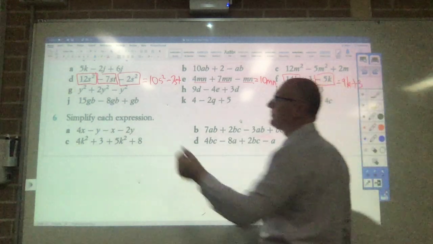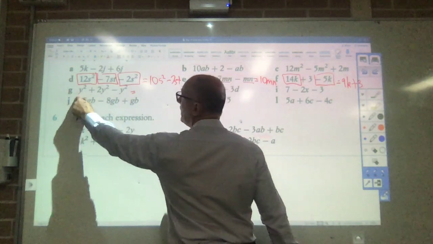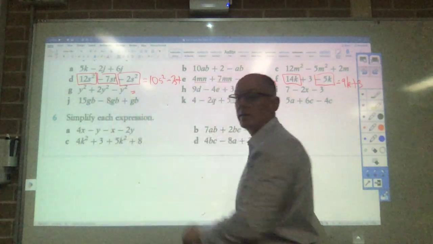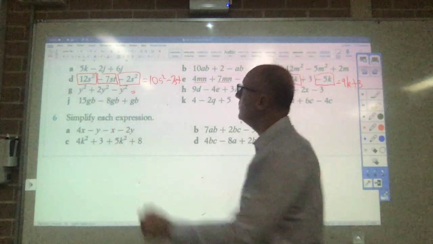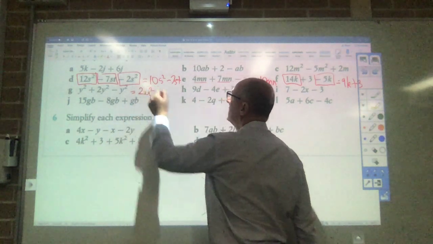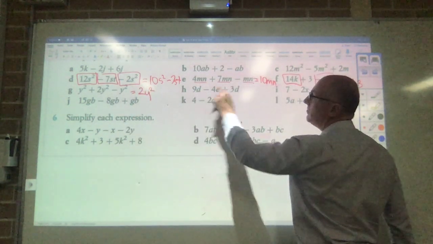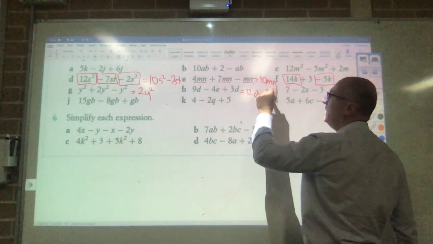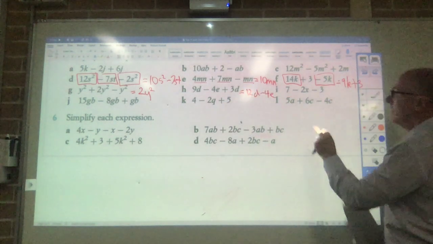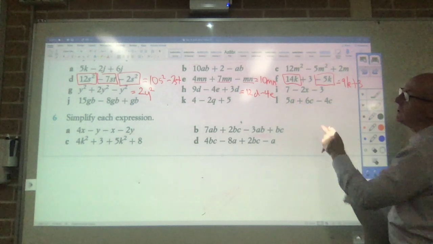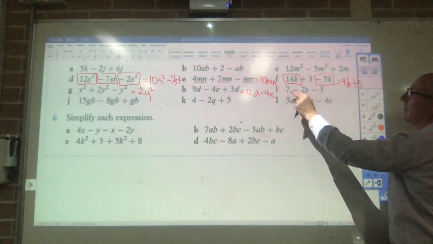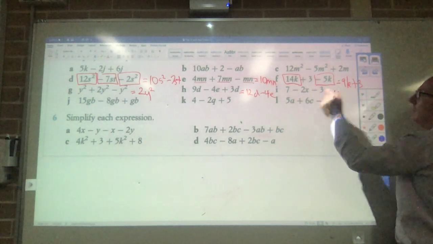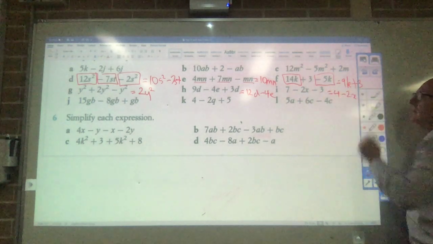All right, y squared, let's see, 1y squared plus 2y squared minus y squared is 2y squared. Let's see, 9d plus 3d is 12d minus 4e. Which one are we doing here? The 7 and the 3 go together. 7 take away 3 is 4. 4 minus 2x is the answer.